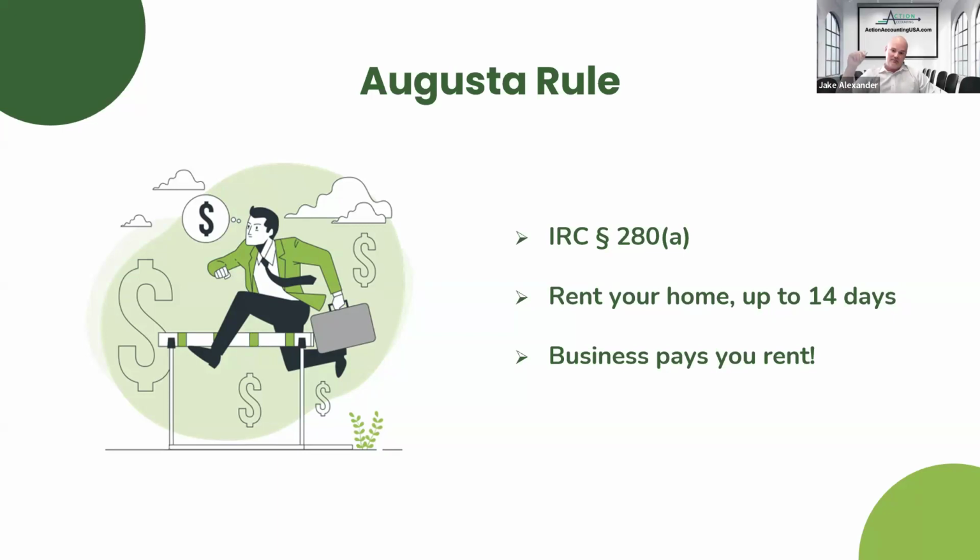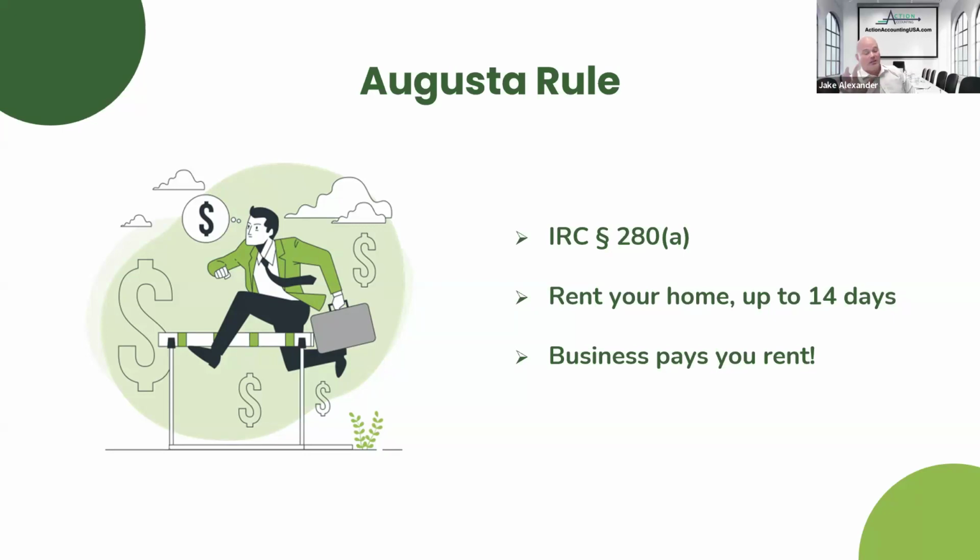And where this came from is actually residents of Augusta, Georgia. Every year when the famous Masters golf tournament would come into town, these people had the opportunity to rent out their houses, these nice big houses that are right on the course, for exorbitant amounts of income, but it was only a short period of time. So they actually lobbied Congress to get the IRS to approve Internal Revenue Code Section 280A. That's why it's nicknamed the Augusta Rule.